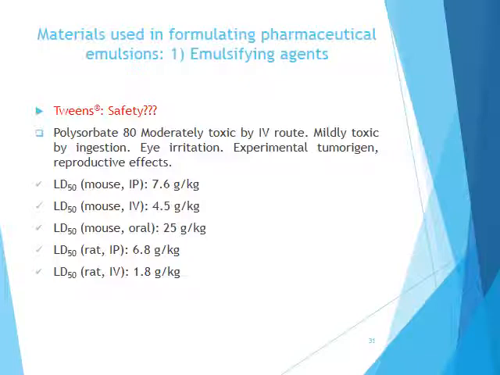So what are the factors affecting the toxicity? They are the type of excipient, the type of Tween, the route of administration, and the model or animal used for the study. For example, as you can see here, the LD50 for mouse by intraperitoneal route is 7.6, while in the case of the rat it is 6.8. So the toxicity is different for the different animals used in the study. So we have the type of the Tween, the route of administration, and the type of model used for this study.